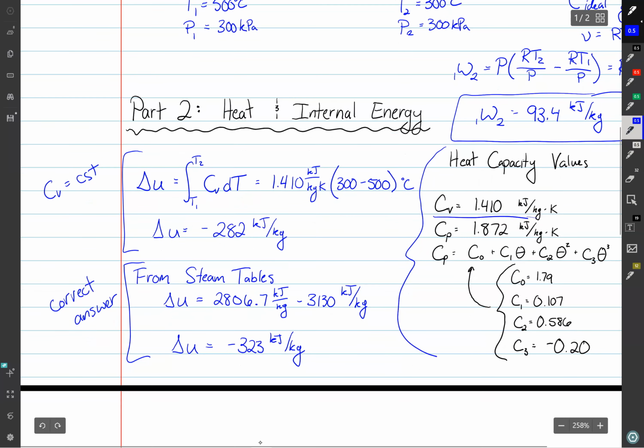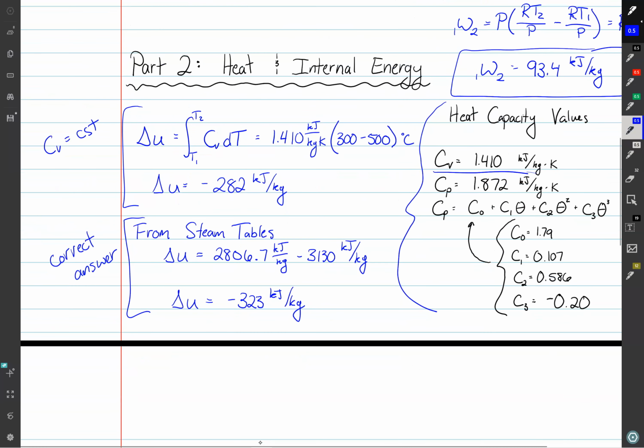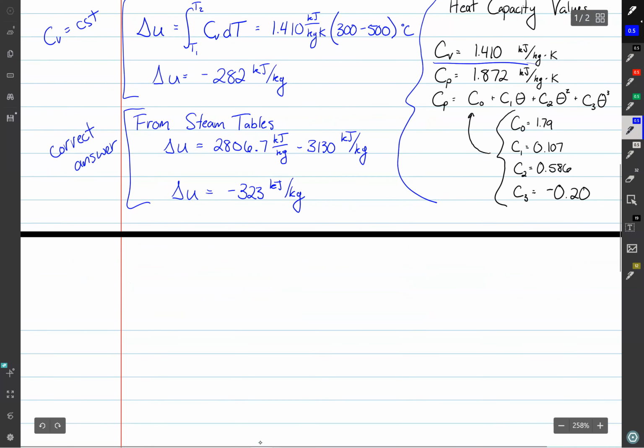A better way is to recognize that really the heat capacity is something that changes with temperature. As we showed in the graph in class, these are heat capacity values. The ones that we see in our table that look like a constant, that's really just a value that's chosen. And really these are values that are going to change with temperature.